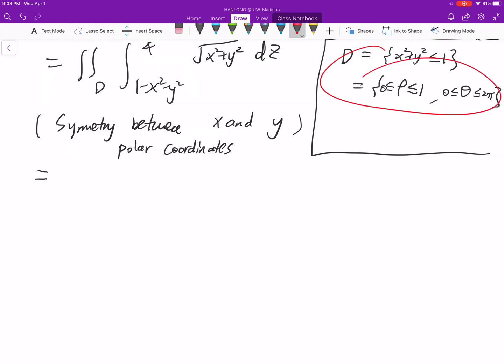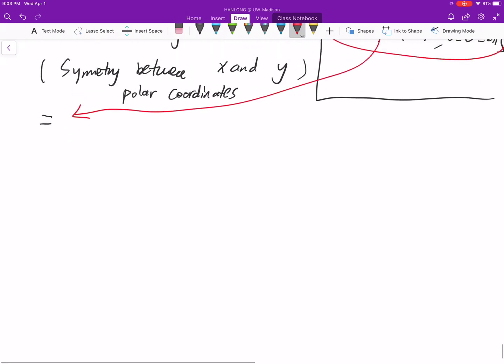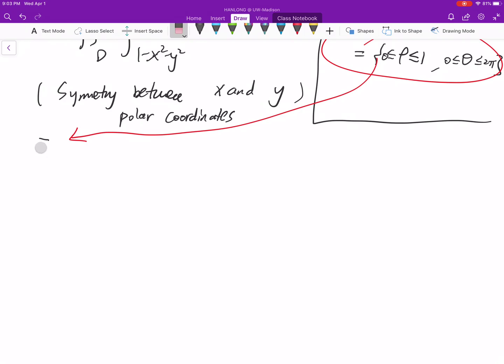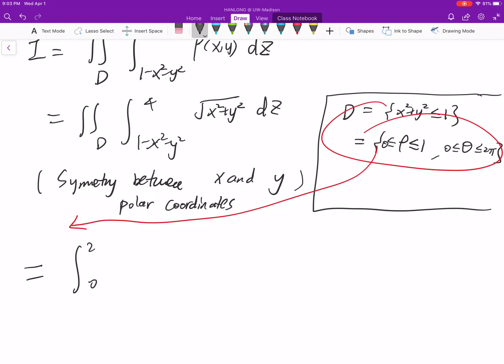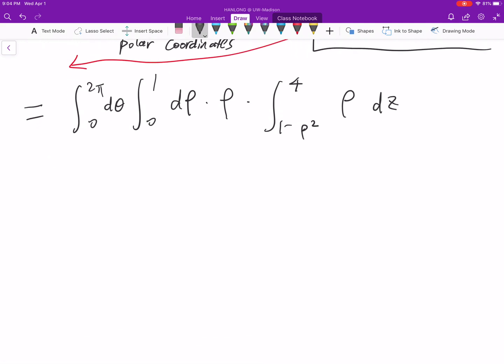Okay, now use the formula here. You have the integration from 0 to 2 pi d theta, and from 0 to 1 d rho, but then you have an extra rho, and then inside, you should do the substitution z from 0 to 1 minus rho squared. Inside you have rho dz. And then what do you have? You first do the z integral.